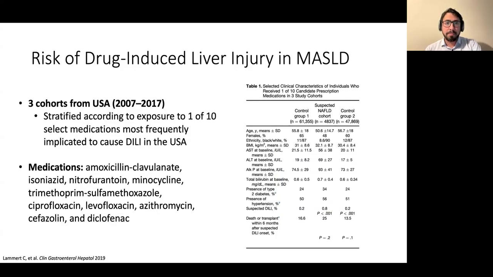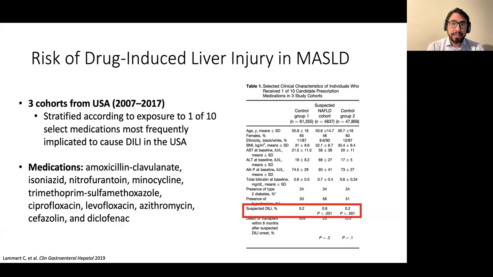Another study published a few years ago also included different cohorts from the US, and they stratified the exposure to the 10 most common medications causing drug-induced liver injury in the US. And they identified that in the population with MASLD, the risk of suspected drug-induced liver injury was also fourfold higher, being 0.8 compared to 0.2 in the other groups.